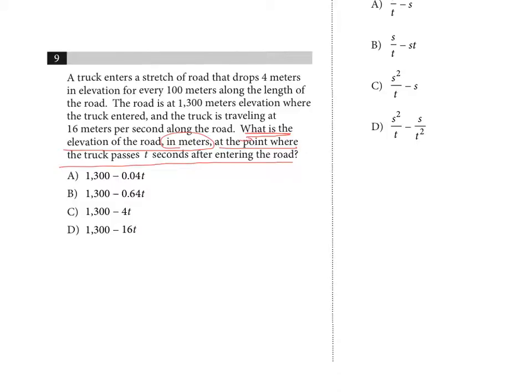It says a truck enters a stretch of road that drops 4 meters in elevation. So it's minus 4. Okay, minus 4 meters for every 100 meters. So for every 100 meters, so 4 out of 100. Drops means minus. Okay, when we're talking about elevation, that means it is minus that. It says the road is at 1,300 meters elevation where the truck enters. So where it started, the beginning of when the truck entered that road, is 1,300 meters. So it's 1,300.